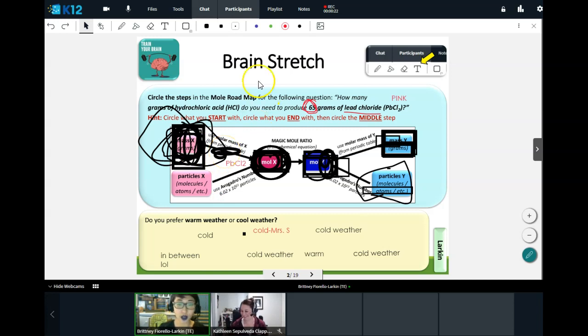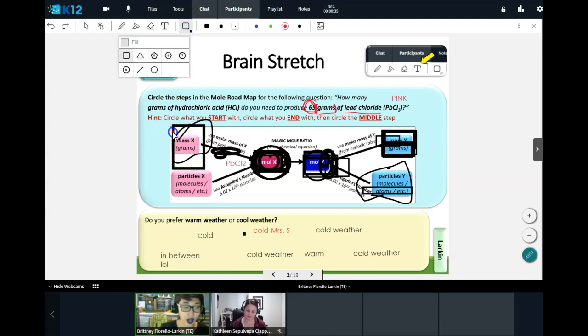And again, we're starting off with what we know, and it says here that we have grams. So we're specifically starting off with grams, which you are correct. Most of you identified that as the mass. I'm going to try to clean this up a little bit so we can see it. Beautiful. So we're starting off with our mass here on the pink side.